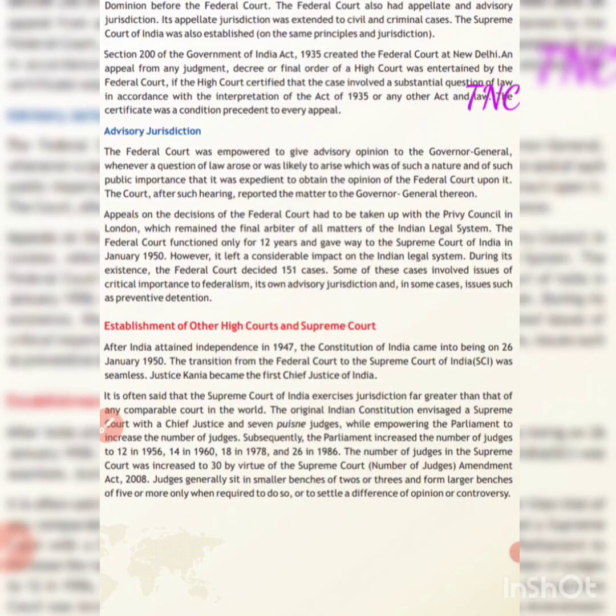So you have to deal with the matters, right? If it is advisory jurisdiction and someone is taking advice, how you have to advise them, and how to exercise appellate jurisdiction, all this work goes on in court day in and day out. Now we come on to the establishment of other high courts and the Supreme Court, and this I will take up in the next video.